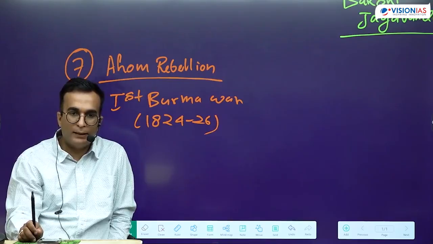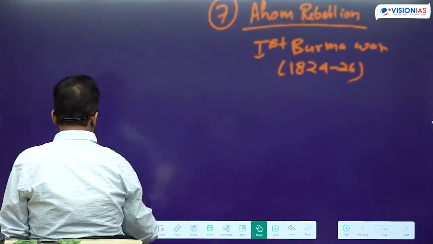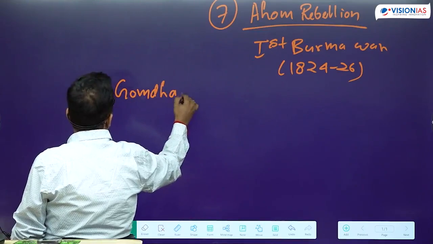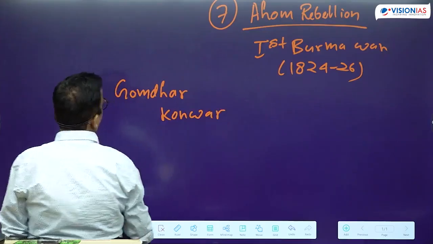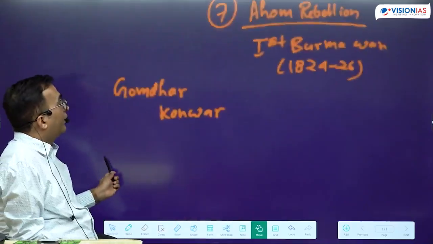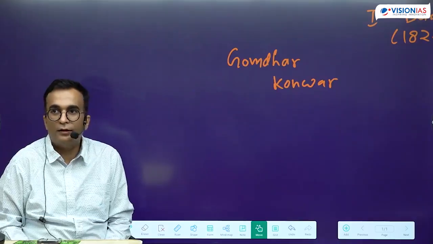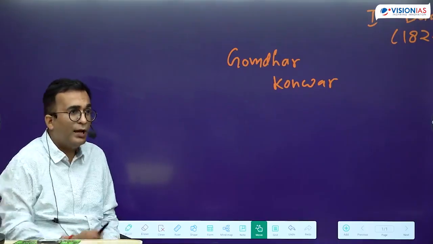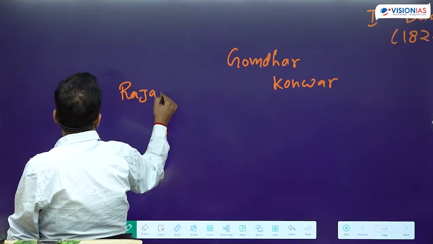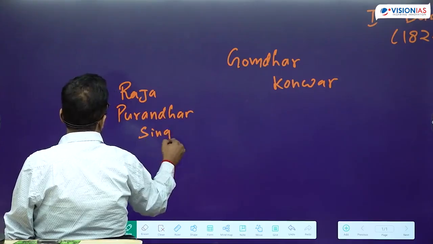Full stop. Then mention, in this situation, the Ahoms organized a revolt under Gomdhar Kunwar. Full stop. It was a successful rebellion, which led to the handing over of Ahom territory to their Raja Purandhar Singh Narendra.